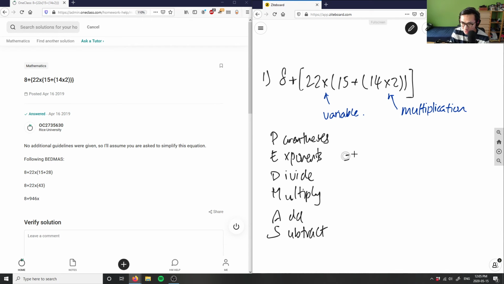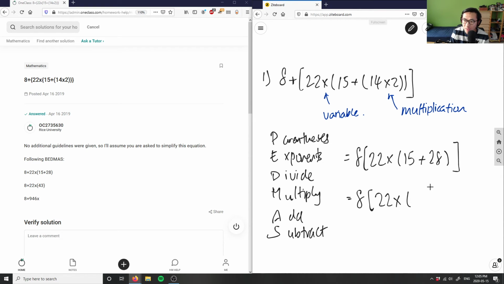So this expression is going to equal 8, and I solve my parentheses here, 22x, 15 plus. I'm going to do the inside bracket operation first. This is 14 times 2, which is equal to 28. Then I'm going to do the next bracket: 8 times 22x, multiplied by 15 plus 28, which equals 43.